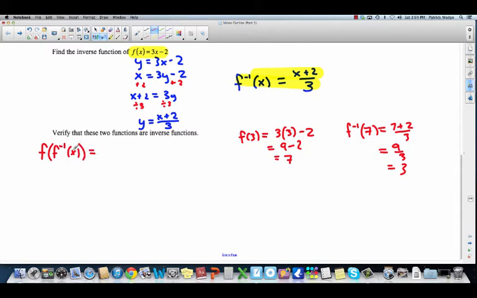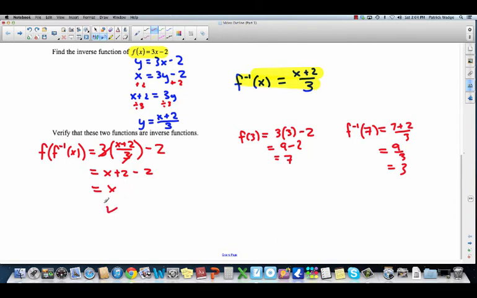So let's find that. What does that mean? That means I'm taking the f inverse function, which is right here, x plus 2 over 3, and I'm going to input it wherever I see x in this function. I'm going to put it in right there. So that means I would have 3 times x plus 2 over 3, minus 2 equals, well, if I'm multiplying by 3 and also dividing by 3, those are gone, so I'm left with x plus 2 minus 2, which equals x.